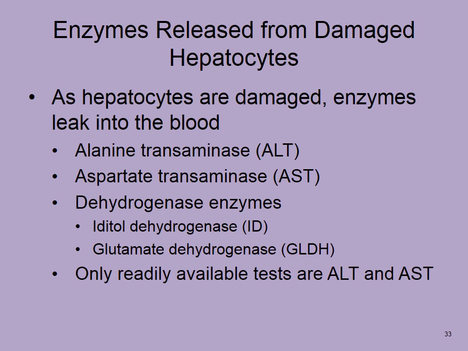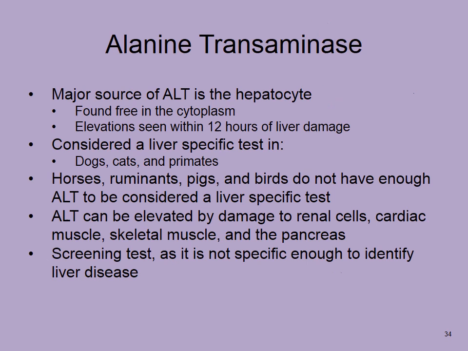I would say ALT is probably our most commonly looked at one. The major source of ALT is the hepatocyte. Makes sense. It's found free within the cytoplasm of hepatocytes, so that when there's liver damage, within 12 hours you can see it leaking into the bloodstream. So we'll see elevated serum or plasma levels within 12 hours.